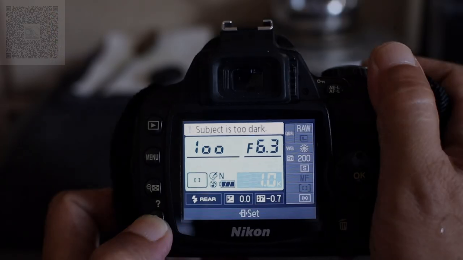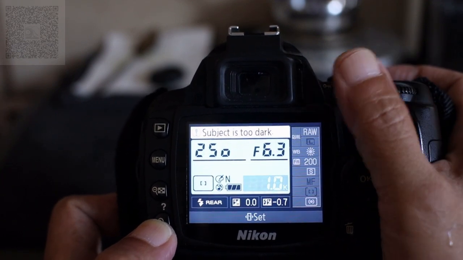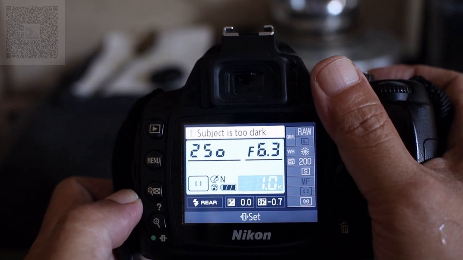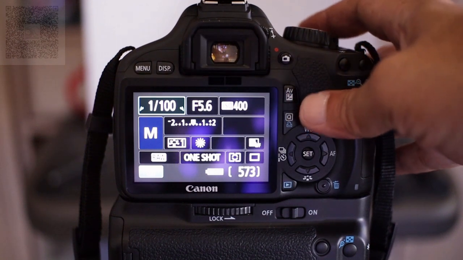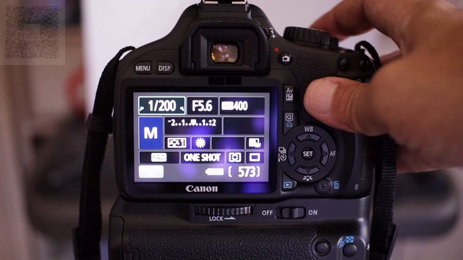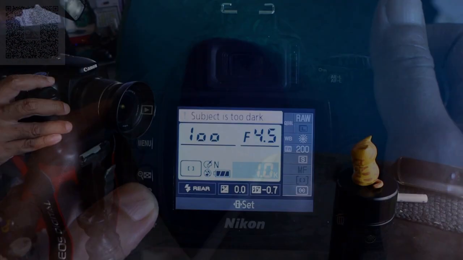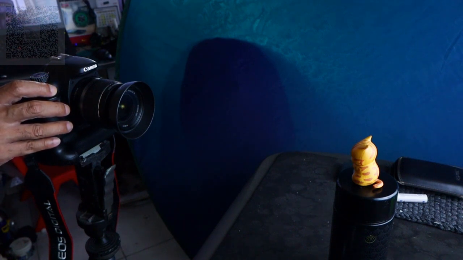To use flash in its basic function, we must set the camera to its maximum shutter speed synchronization, which is nominally at around 1 over 250 for most modern DSLRs and mirrorless cameras. Controlling flash exposure is done by adjusting aperture or light to subject distance. This means that the further away a flash is positioned, the less amount of light hits the subject.